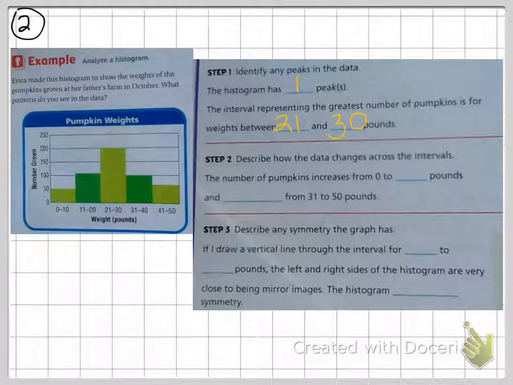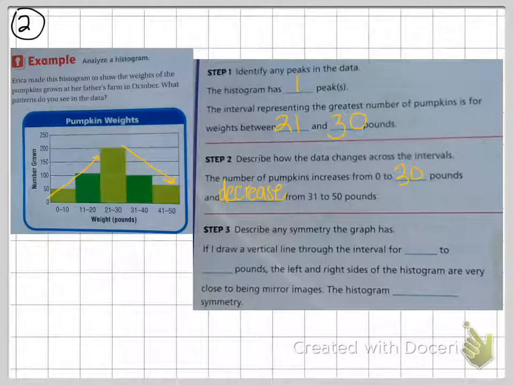Second step, describe how the data changes across the intervals. The number of pumpkins increases from 0 to 30 pounds. So all the way from 0 up to 30, we have an increase. And then starting from 31 down to 50, we see the decrease. So that peak there creates the increase and the decrease of the weights of these pumpkins.